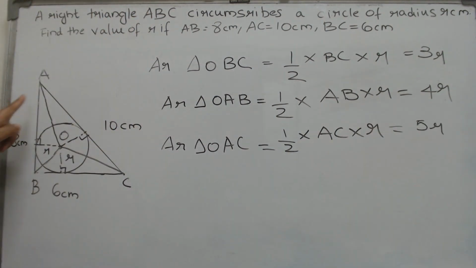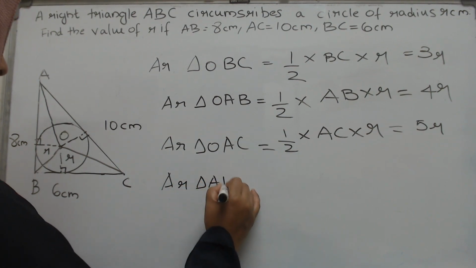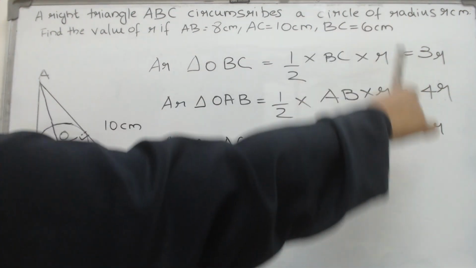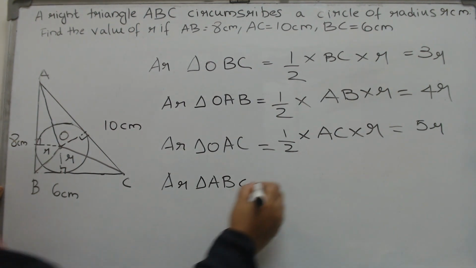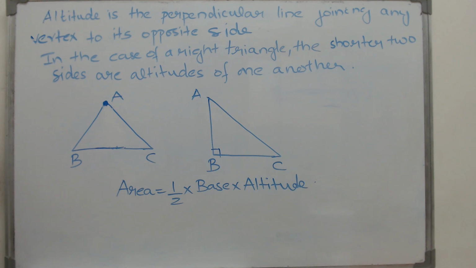5R. But then, if you add all of these three triangles, then what do you get? You should get the whole triangle ABC. Add all of this, then what do you get? 12R.